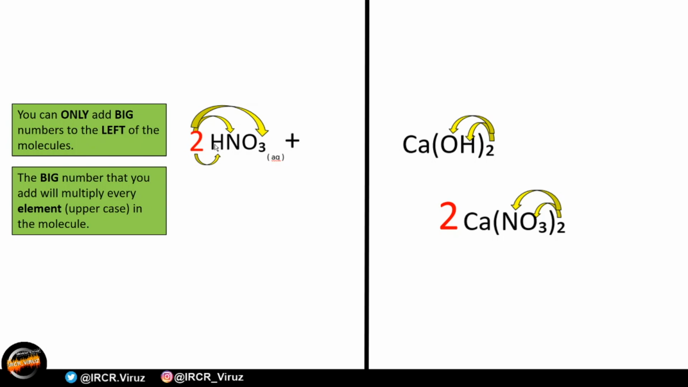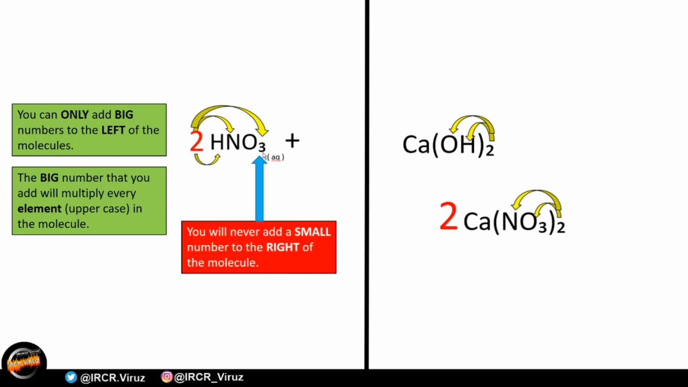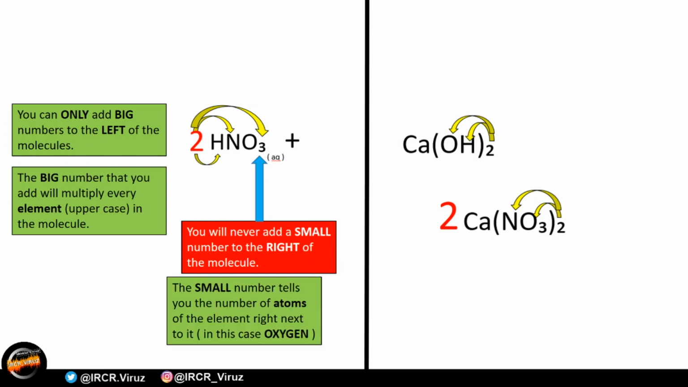So 2 times hydrogen, 2 times nitrogen, 2 times oxygen, but remember that the oxygen has got a little 3 there, and that 3 means that you will never add one of those small numbers to the right of the molecule, because it tells you how many atoms of that specific element there are in that molecule, and the small number tells you the number of atoms of that element right next to it, in this case oxygen. So if you ignore that 2 there, what you have is 1 hydrogen, 1 nitrogen, 3 oxygens, but because we got a 2 there, it means that we got 2 sets of that. So now altogether you will have 2, 2, and then 6.